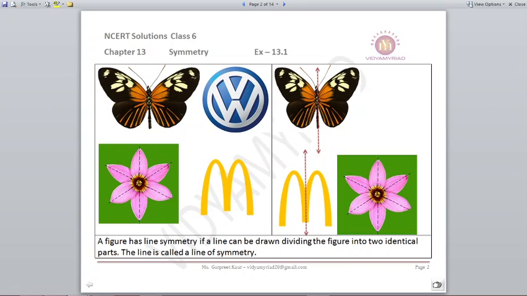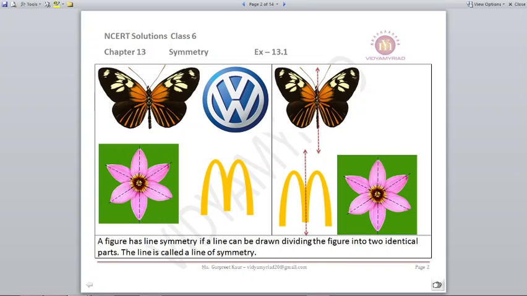Are the butterfly's wings identical? Yes, the butterfly's wings are identical. If I overlap one on the other, it will be totally the same. That is why I have drawn one dotted line over here. If you see, there is a logo over here. If I draw a line in the center and turn it, it will be exactly the same. Look at the flower petals, they all are the same. I can divide it equally.